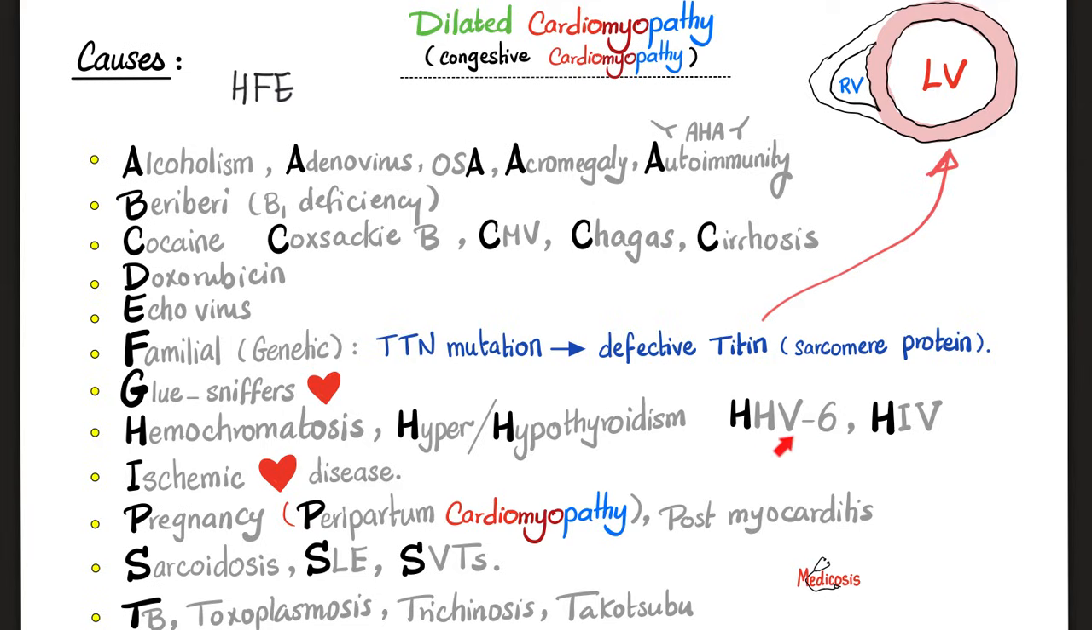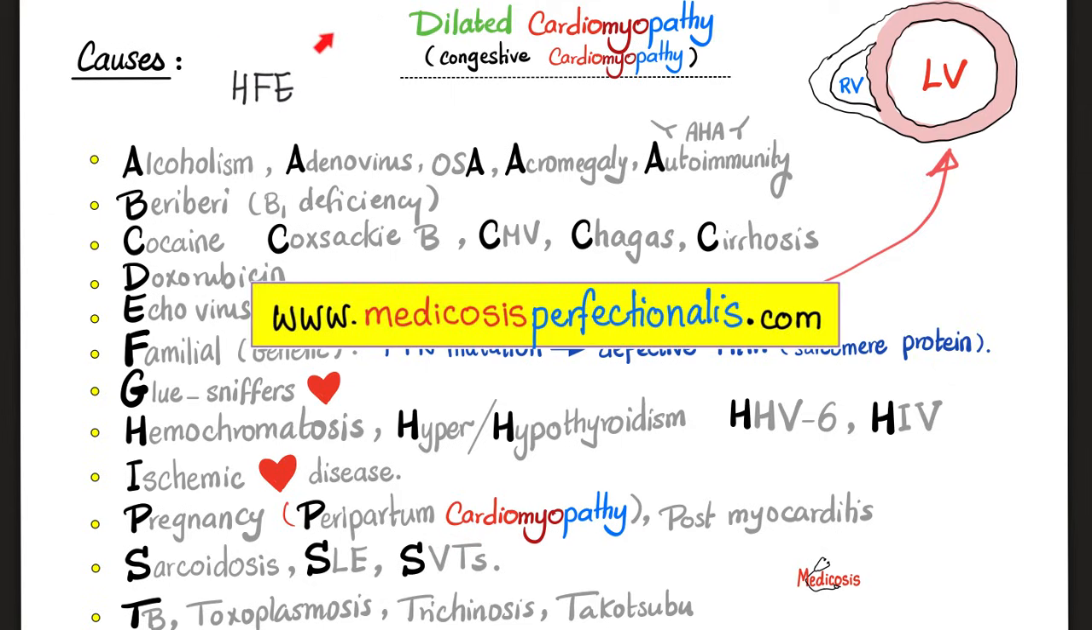Human herpes virus 6 can lead to dilated cardiomyopathy. What else is caused by HHV6? Comment below. HIV can also affect the heart. Ischemic heart disease, of course, can lead to cardiomyopathy. Pregnancy, especially peripartum cardiomyopathy, a topic which we discussed in detail in my OBGYN high yields course, which you can find on my website, medicosisperfectionalis.com. Next, sarcoidosis, lupus, and supraventricular tachycardias.